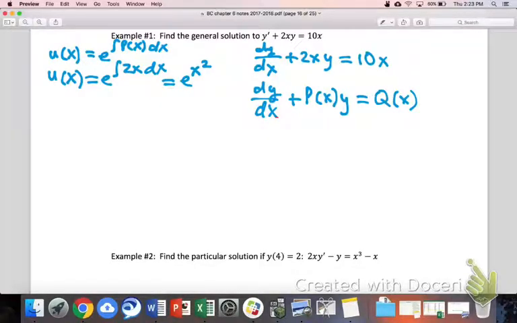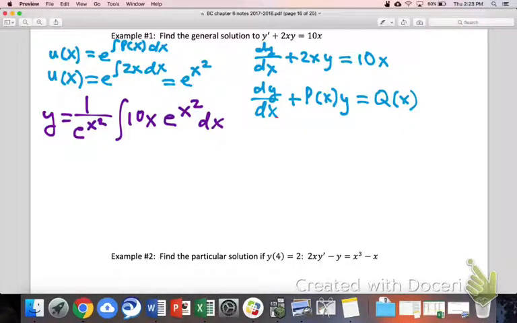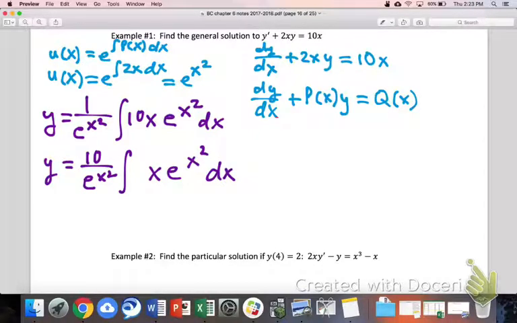So you use the formula right here. You would say y equals 1 over u of x times the integral of q of x times u of x dx. Then what you do, you could maybe get the 10 out of there. And you still got to do that integral, of course.